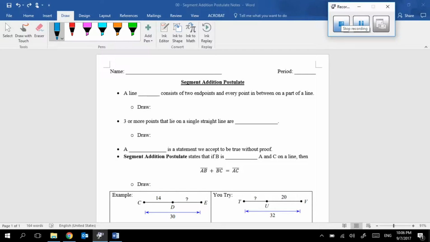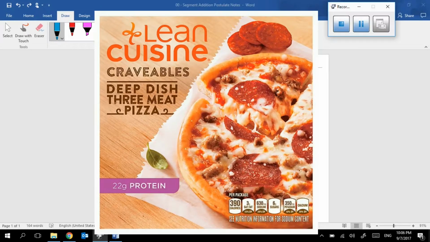Oh boy. And I'm super hyped up because I just ate my dinner. You know what I ate? I had one of these here. Lean Cuisine Cravables. Deep dish. Not one, not two, but 3 meat pizzas with 22 whole grams of protein.